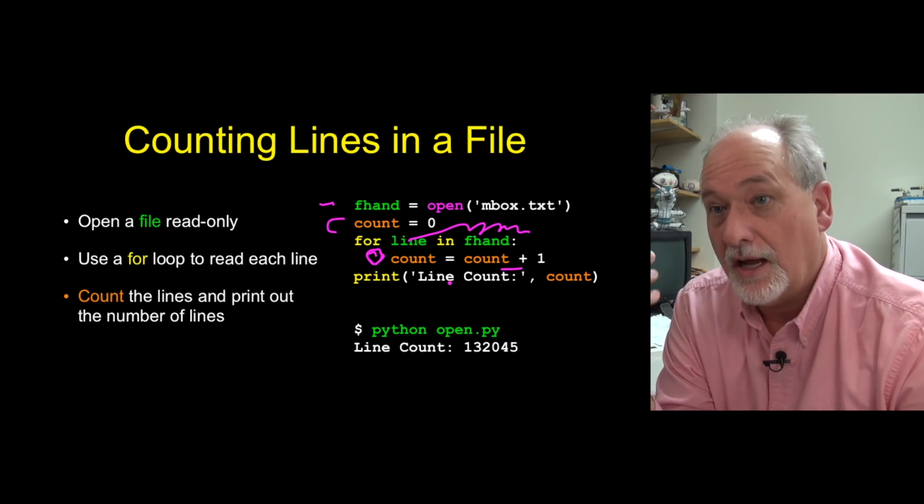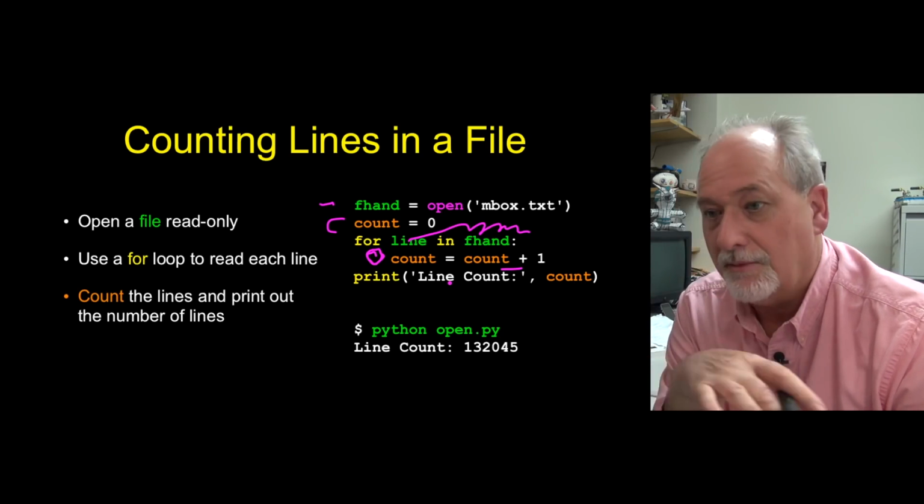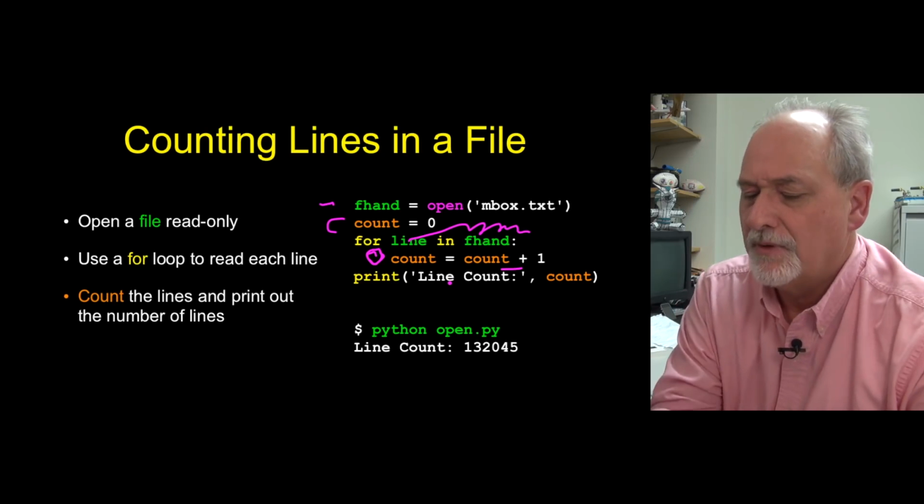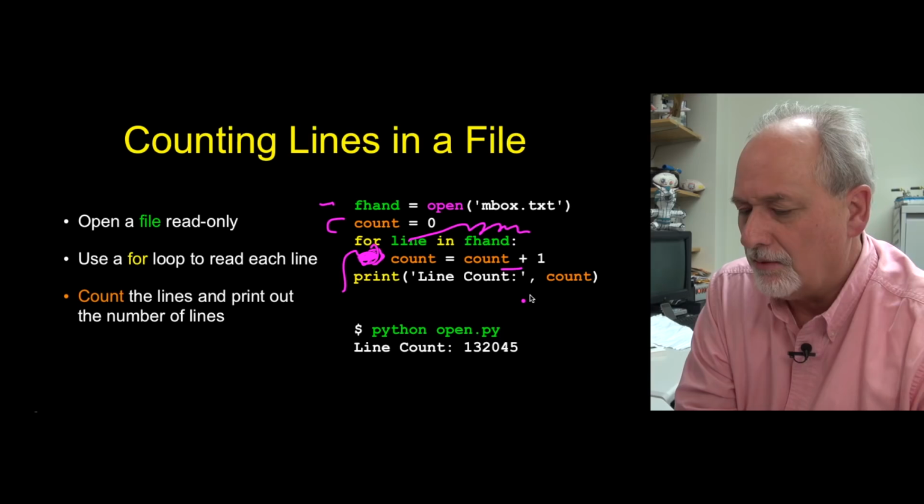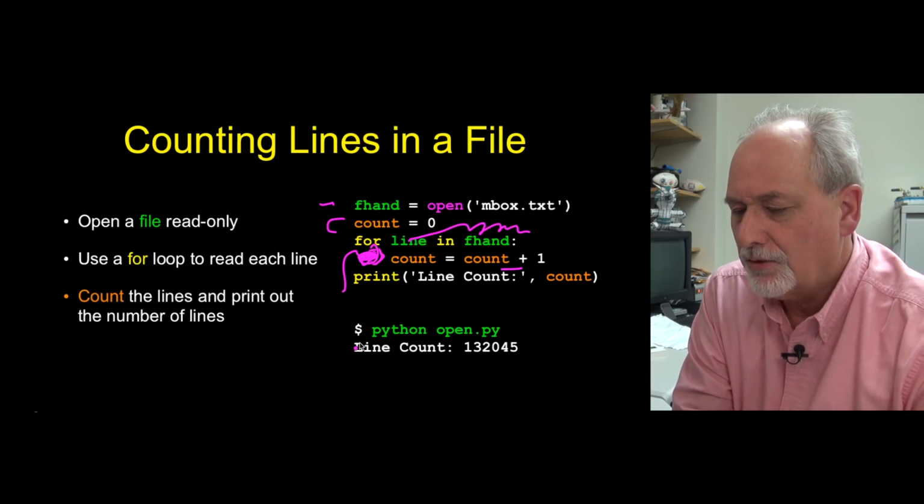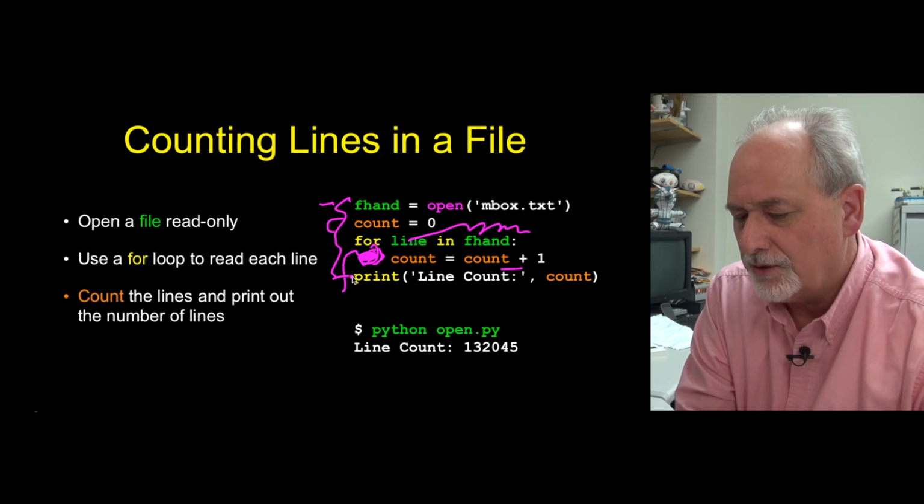So every time we see a line, we're just going to add 1 to the counter. We're not printing the line, we're not even looking at its data at this point. And then when the line is done, however many times it has to go, out it comes, and we print out line count equals count.